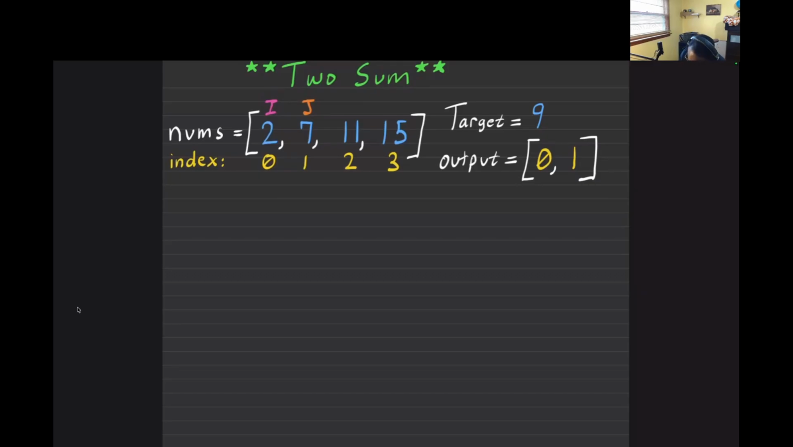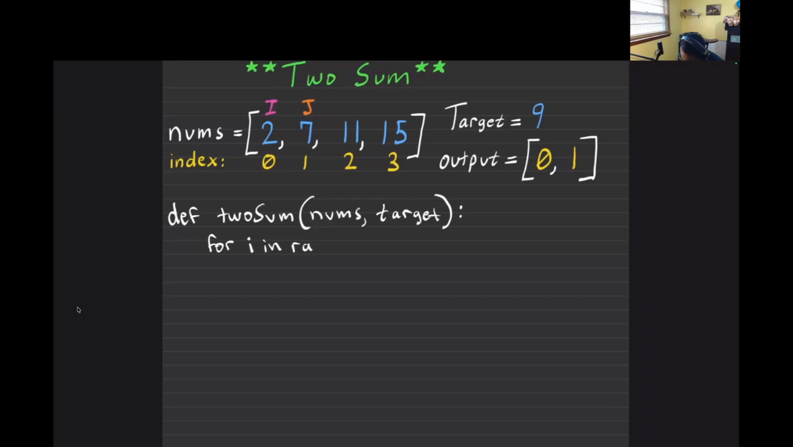So let's draw out the function signature and the body. We'll say define twoSum, and it's going to take in nums and our target. Essentially, what we're going to do here is a nested for loop. So for i in range n, where n is the length of nums. Let's go ahead and define that real quick: n is equal to len of nums.